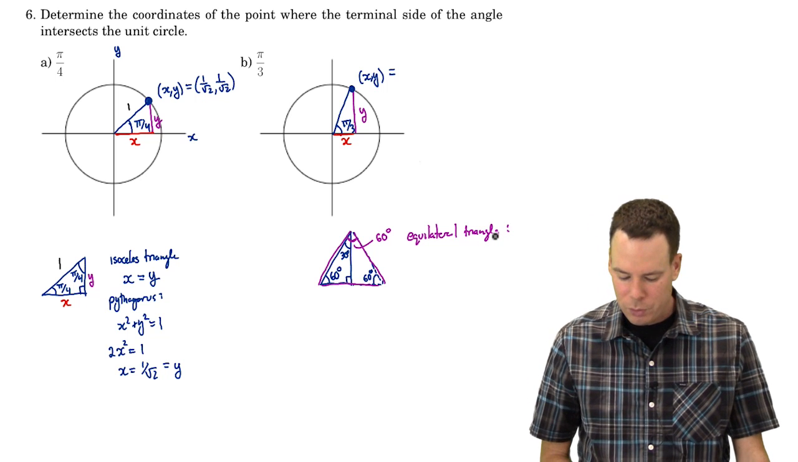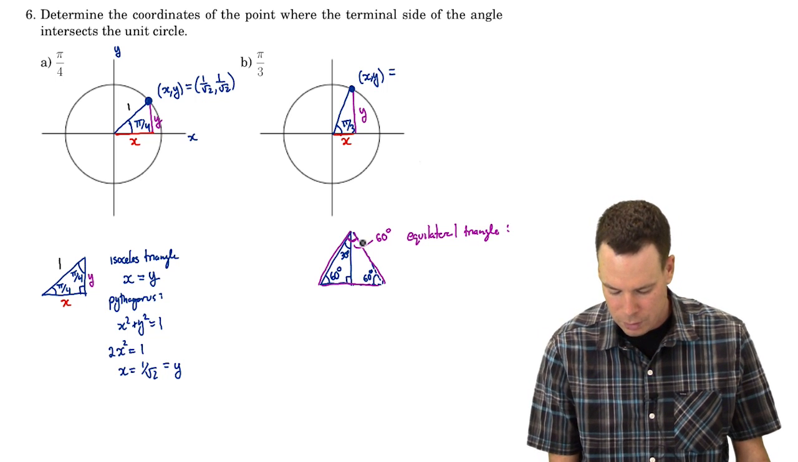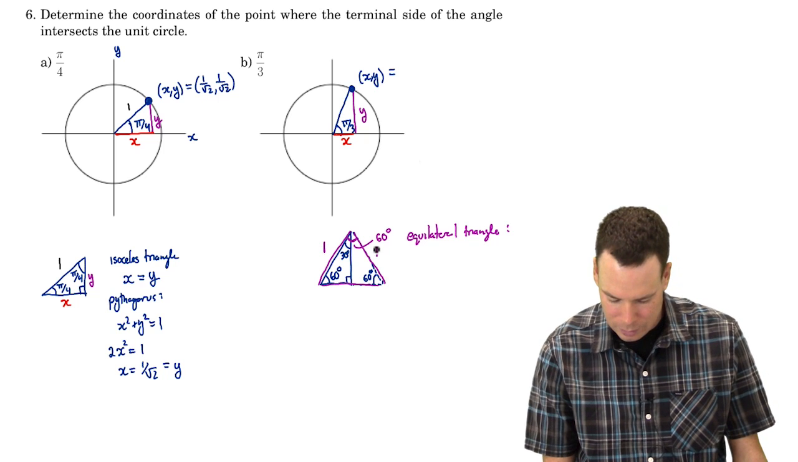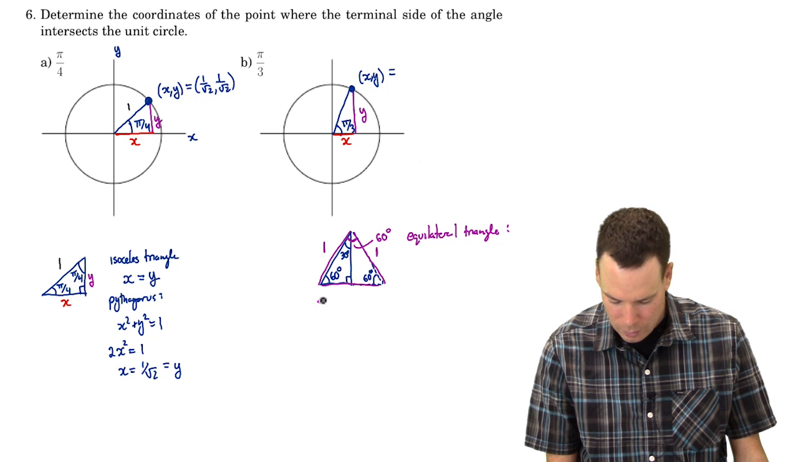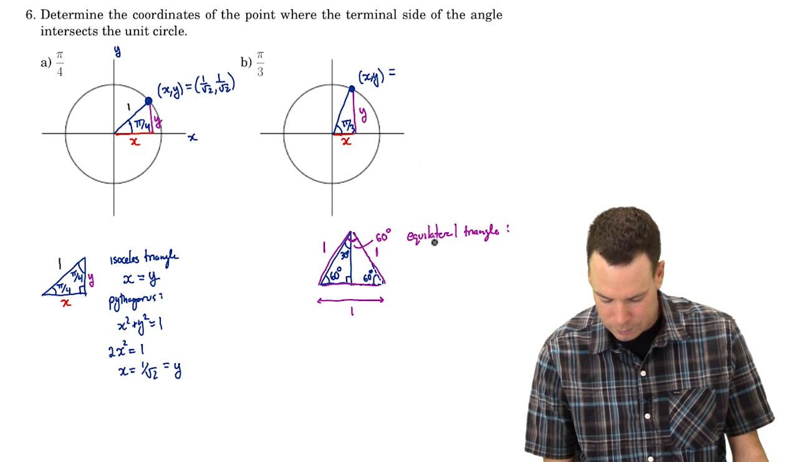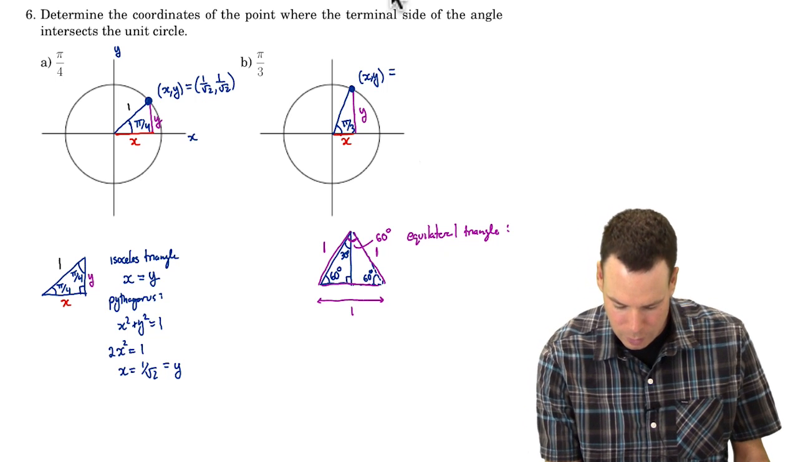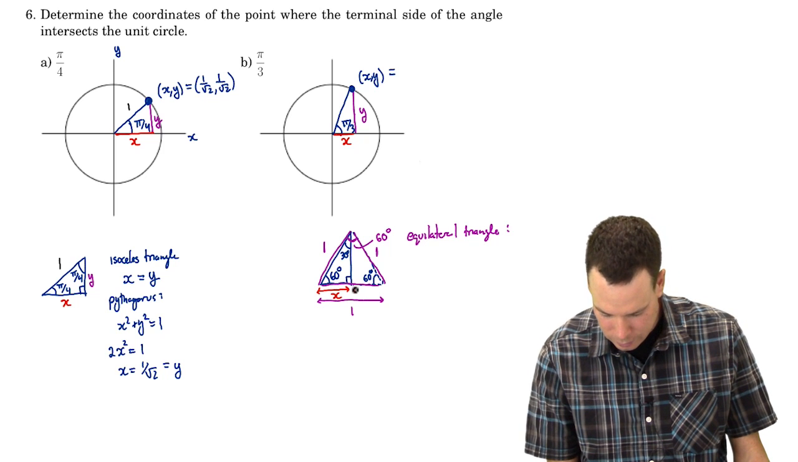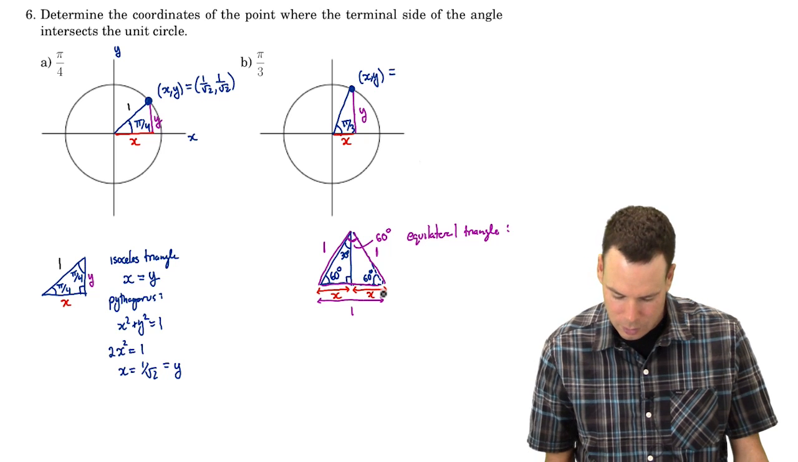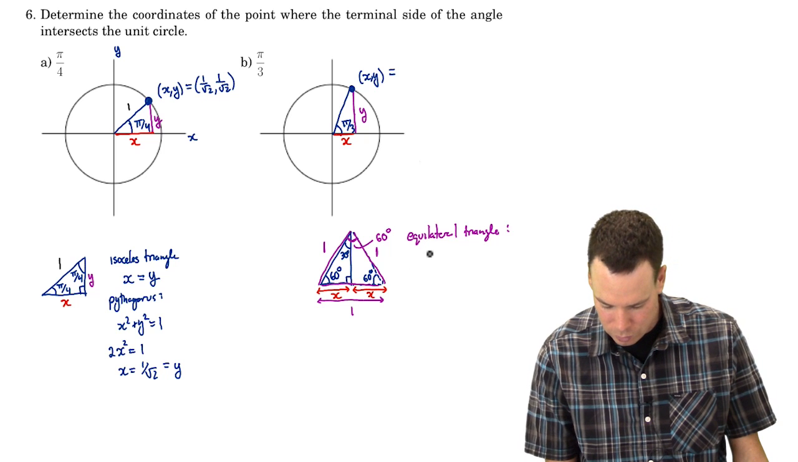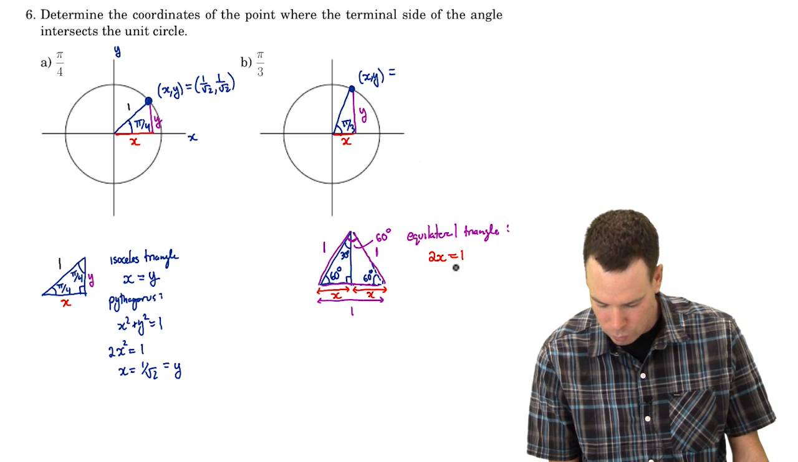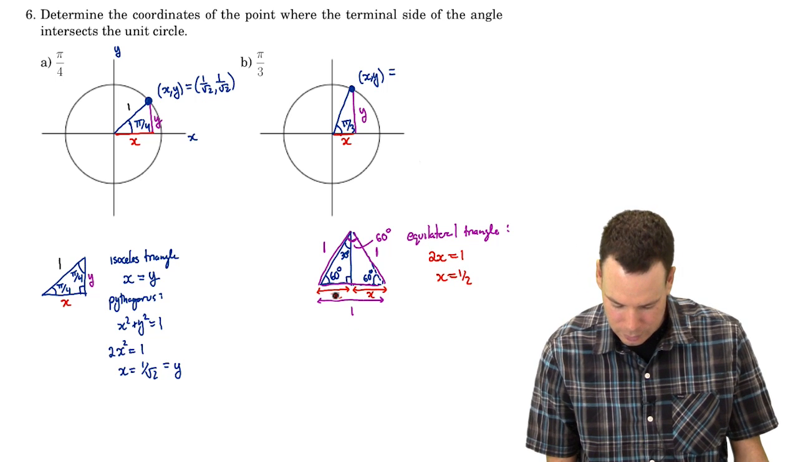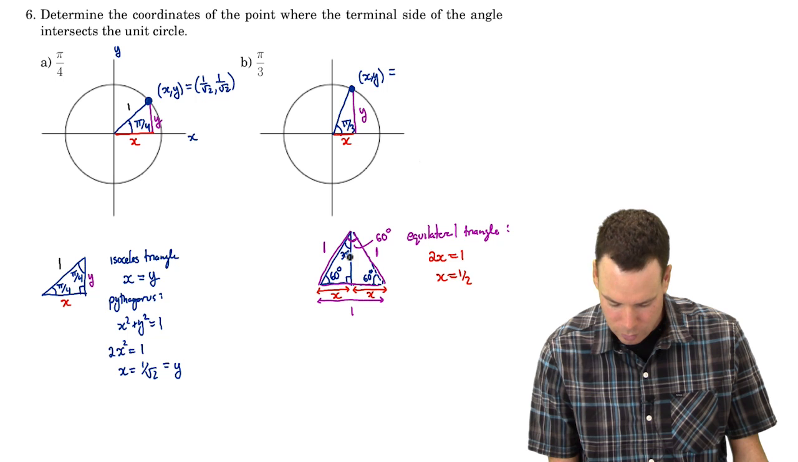What do I know about equilateral triangles? Well, I know that all their side lengths are equal. I know that this is 1. That's the radius. So I know that this side length is 1. And I know that this side length has to be 1. So what does that mean? Well, if this original length was x, then this length is also x. So because I have an equilateral triangle, I have that 2x is equal to 1, or x is a half.